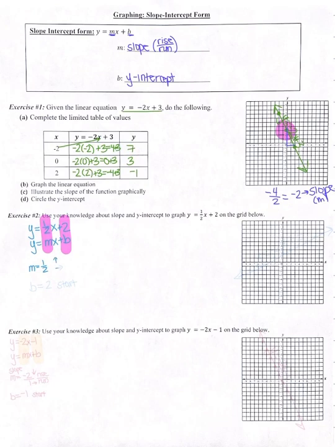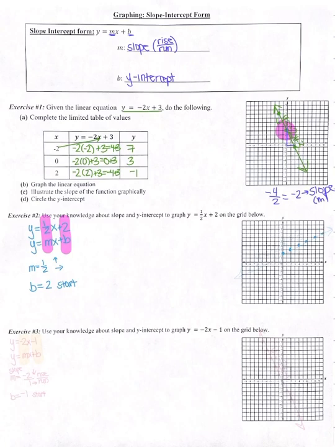So that means we go up 1 over 2. And our b, or our y-intercept, is 2. So that means we start at 2, and then we go up 1, right 2. And we continue in that pattern. So again, we start at 2, and we go up 1 over 2. And I like to go until we hit the very edge of the graph.